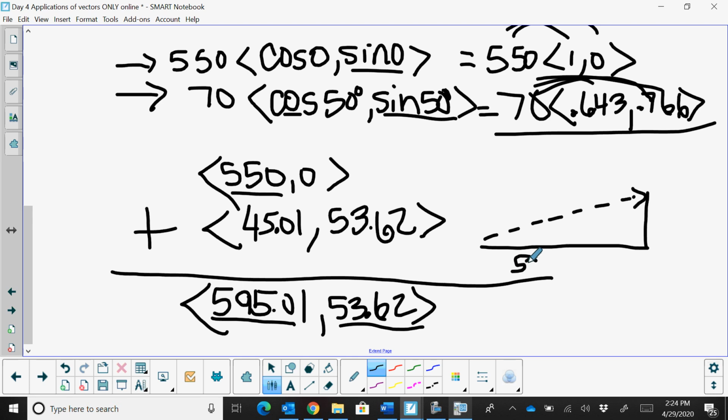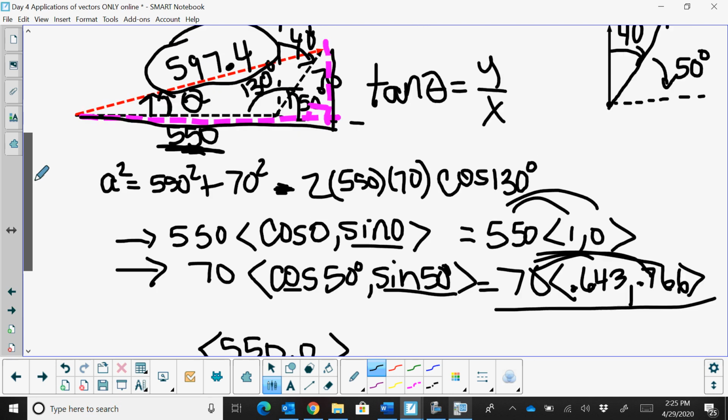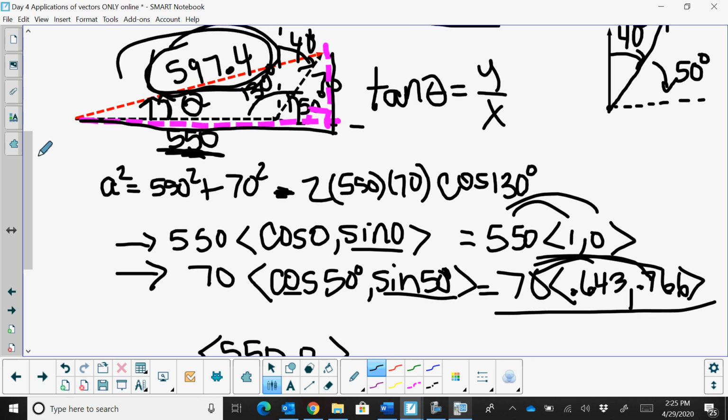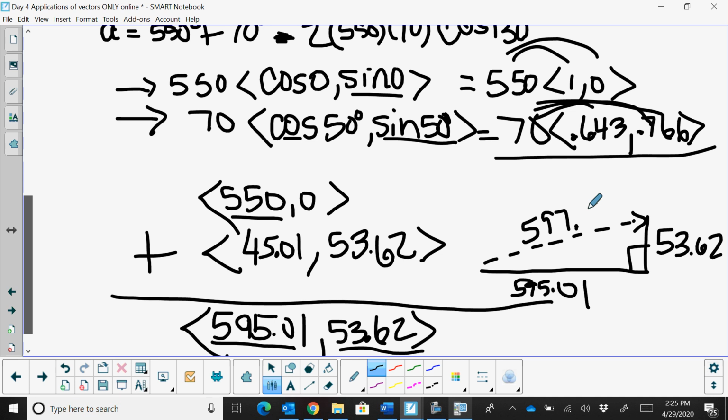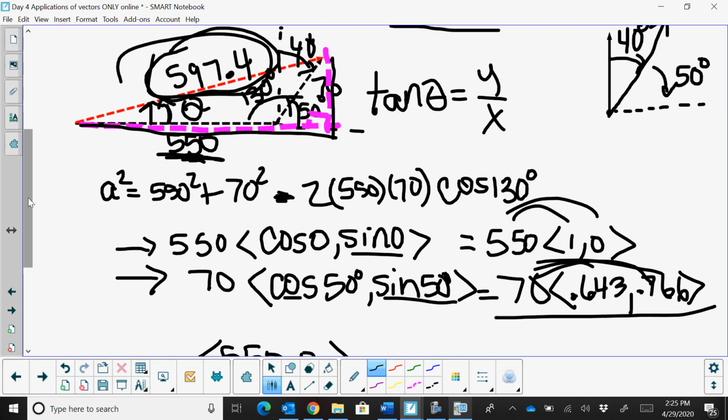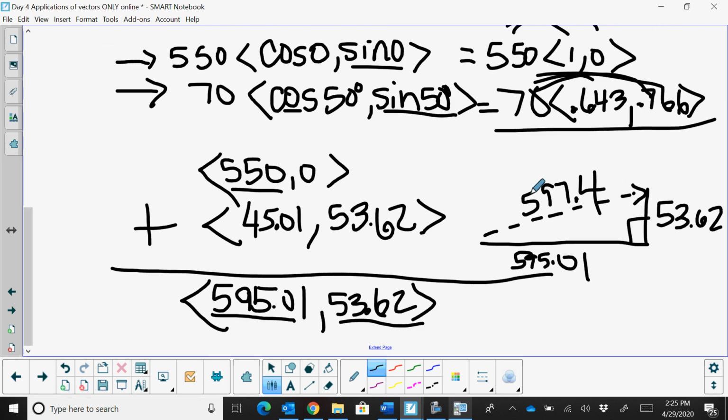So this is 595.01, and this is 53.62. Now, if I do the Pythagorean Theorem, guess what I'm going to get? I'm going to get this resultant vector, 597.4. Okay, if you don't believe me, go ahead and do that. You can use the Pythagorean Theorem to find that, but we've already found it using the law of cosine. So you kind of have two options to find that.